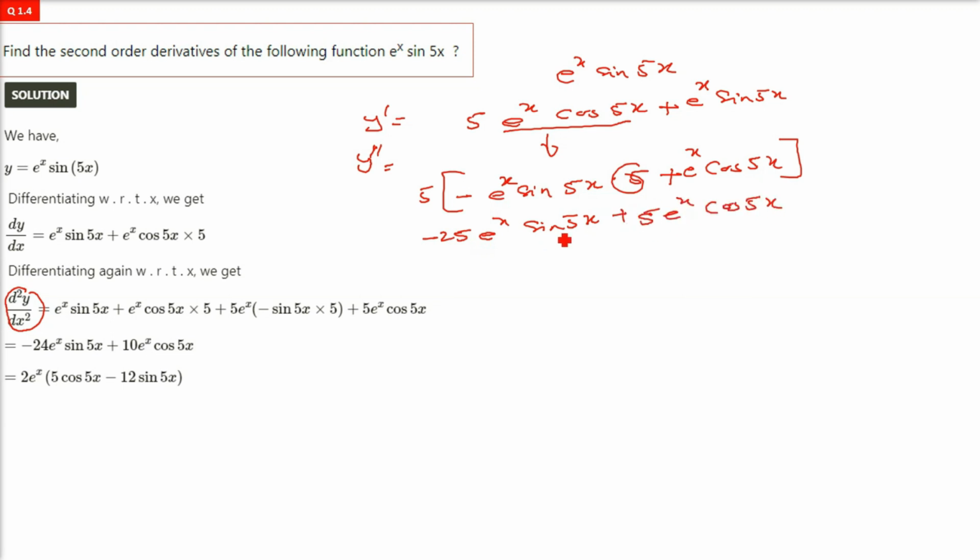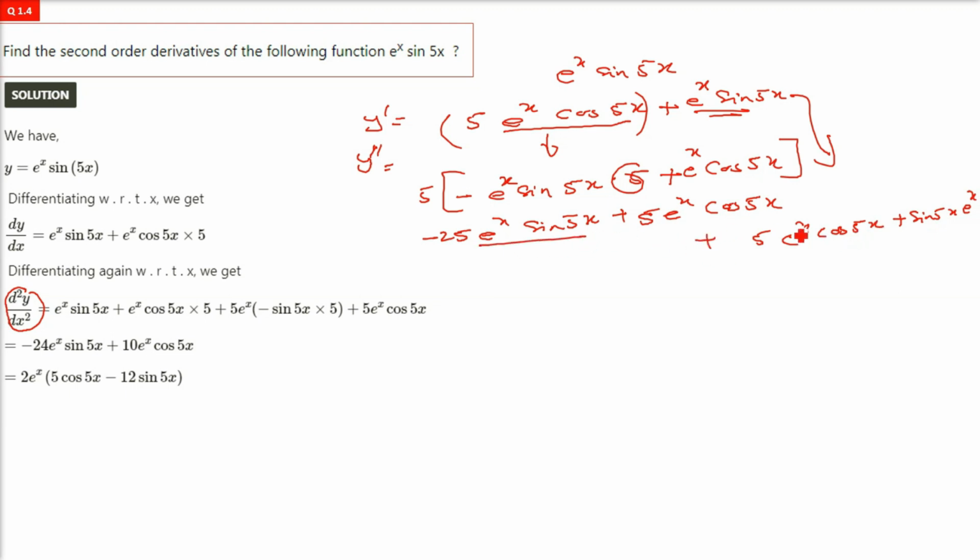Alright. Now this is for this one only. This is the first part. Now we'll do the second part. So e raise x sin 5x. So e raise x sin 5x gives cos 5x. 5 will come outside because differentiation of 5x is 5 only. Then we'll not touch the sin 5x. We'll only differentiate the e raise x. So sin 5x, e raise x will be e raise x only. So now just add them because it is addition only.